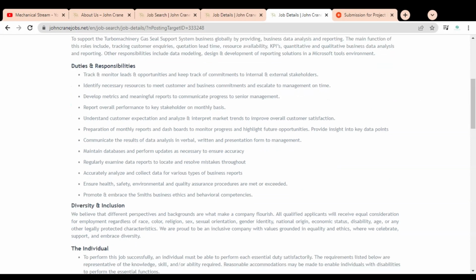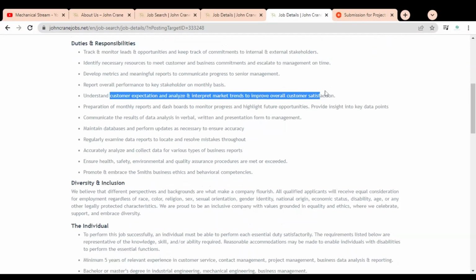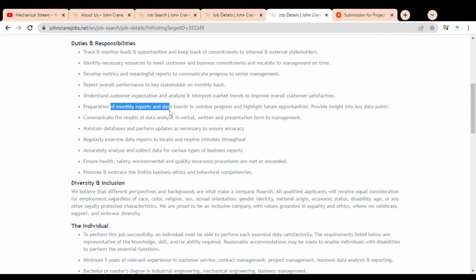Then you can see the duties and responsibilities, that you have to track and monitor leads of opportunities and keep track of commitment to internal and external stakeholders. Then you have to identify necessary resources to meet customers' and business commitments. And you have to develop metrics and meaningful reports and report performance to key stakeholders on a monthly basis. So you have to monitor it, and you have to understand customer expectation, analyze and interpret market trends to improve overall customer satisfaction. So you will also be responsible for customer coordination and satisfaction. Also you have to prepare monthly reports and dashboards to monitor progress and highlight future opportunities, and you have to provide insight on key data points.